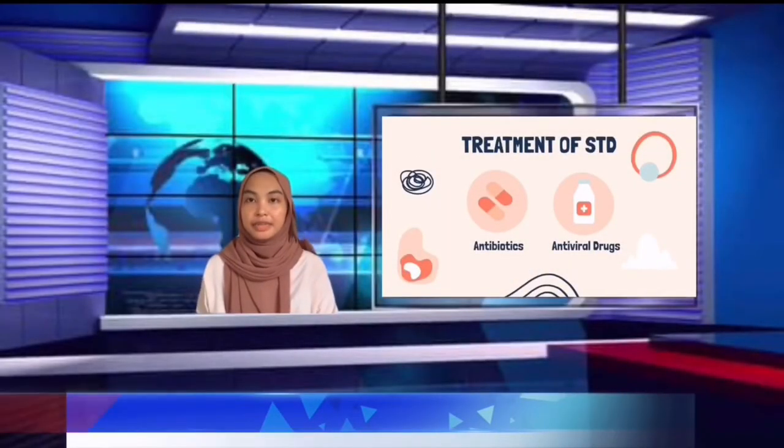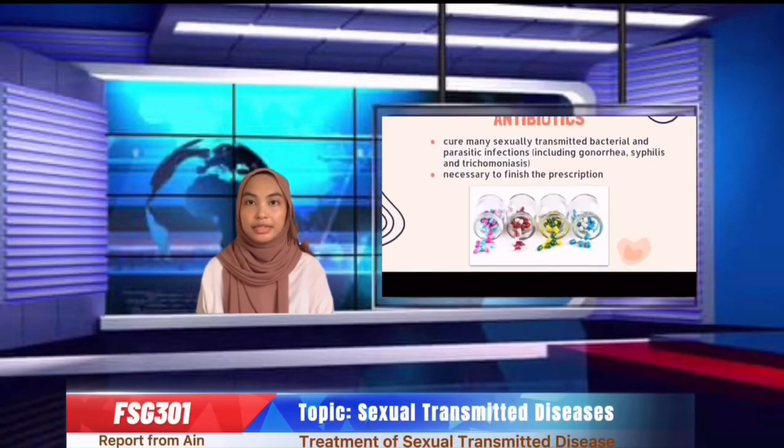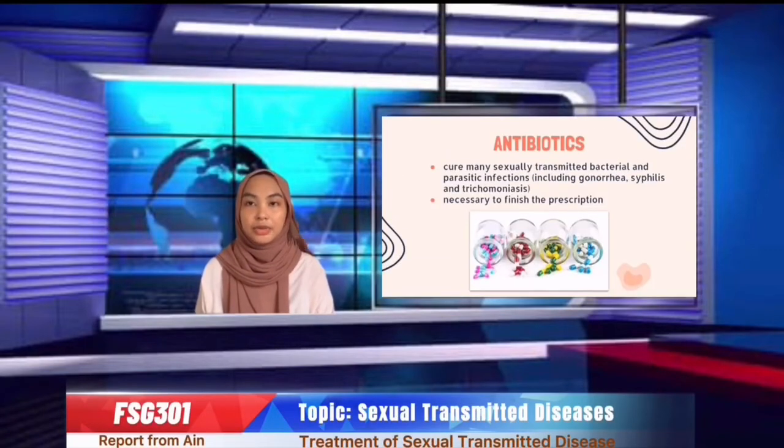Lastly is treatment of STD. STD can be treated in two ways, which are by antibiotics and antiviral drugs. Antibiotics are often given in a single dose and can kill many sexually transmitted bacterial and parasitic infections such as syphilis and trichomoniasis. Once the person starts antibiotic treatment, it is necessary to finish the prescription.